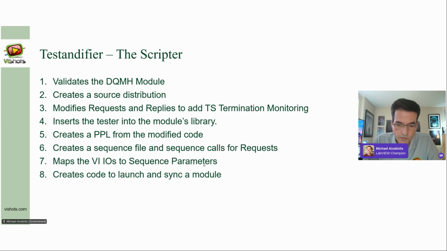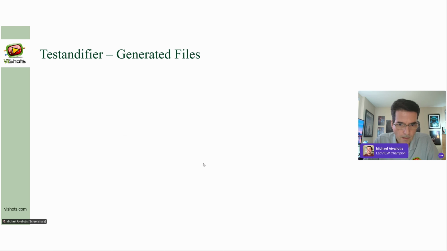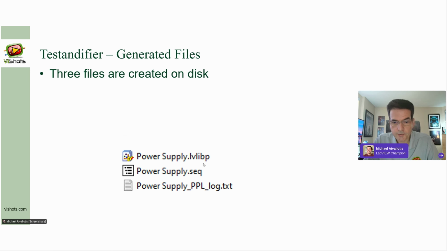It creates code to launch and sync a module. Creates code to launch and stop the module's tester. We'll see how the tester works. And creates a runtime error callback for the sequence. And 3 files are generated after.